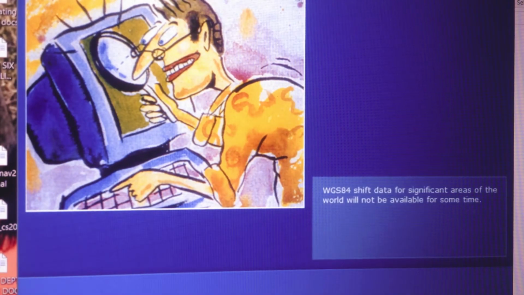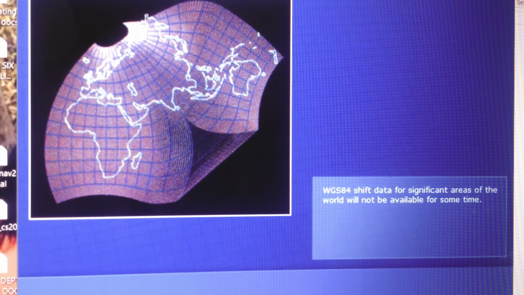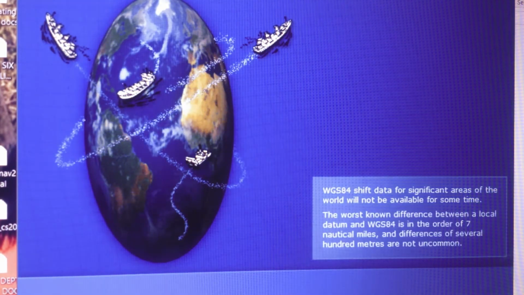WGS84 shift data for significant areas of the world will not be available for some time. Currently, geodetic survey data is available to compute the relationship between WGS84 and local datum for about 60% of Admiralty charts. The worst known difference between a local datum and WGS84 is in the order of 7 nautical miles, and differences of several hundred meters are not uncommon.